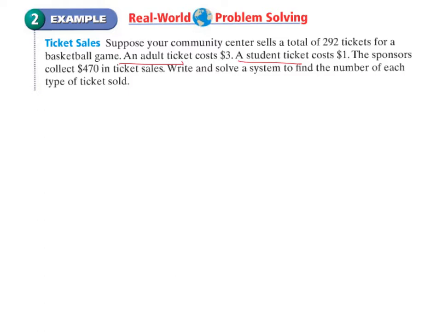So what do we know first? We know we have a total of 292 tickets. Well, I automatically know that I have A tickets for adults and S tickets for students. So A plus S would have to give me a total of 292 tickets.